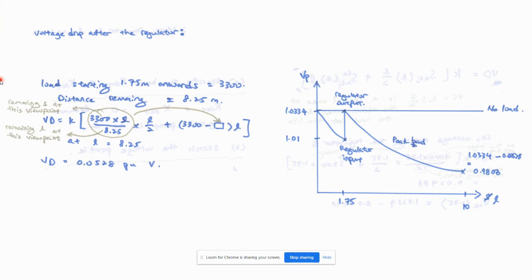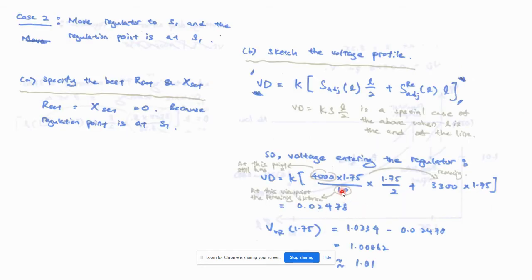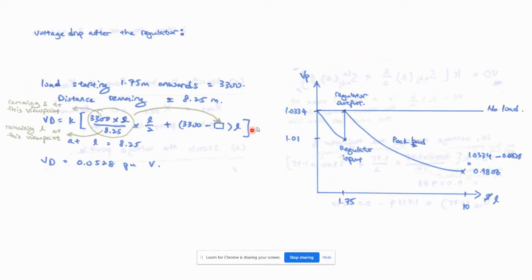So anyway, in this case now, the regulator is 1.75 meter away from the starting point of the feeder. So from here now, I need to calculate the remaining drop, and the remaining drop will be based on only 3,300 kVA, because in 1.75 I got 700 kVA already calculated from here. So the remaining will be 3300 kVA, and the remaining distance will be 8.25 meters.